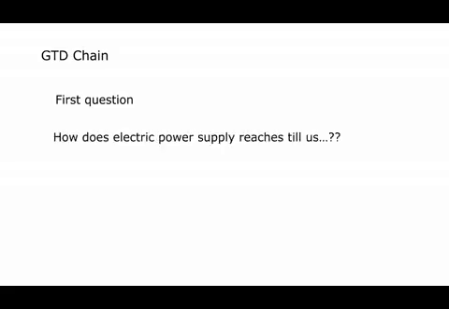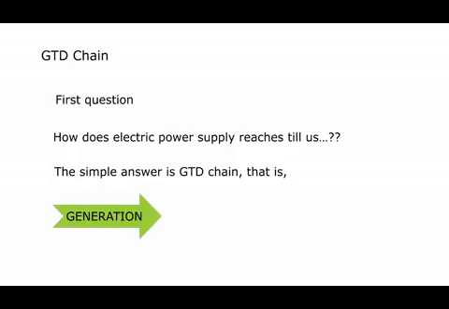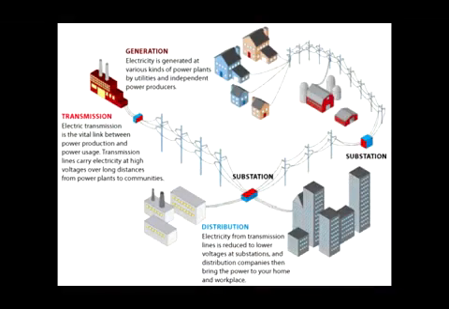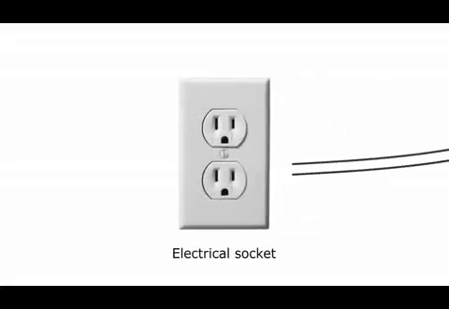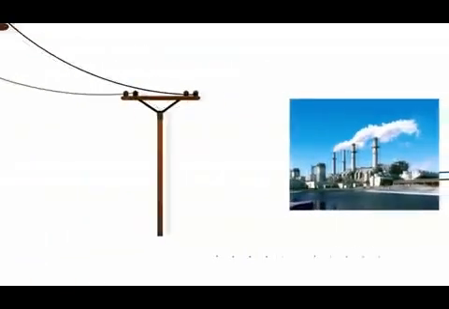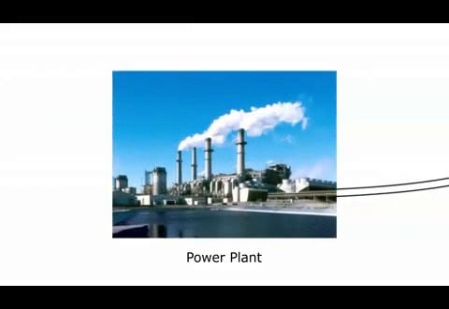Okay, so coming to our first question. How does electric power supply reach us? The simple answer is the GTD chain, that is generation, transmission and distribution. Have you ever wondered how the electricity, which is the basic requirement of today's man, reaches us? Let's have a look at it. The first process is electricity generation. Here, the electricity is generated by converting some other forms of energy into electrical energy. Let's study it in detail.